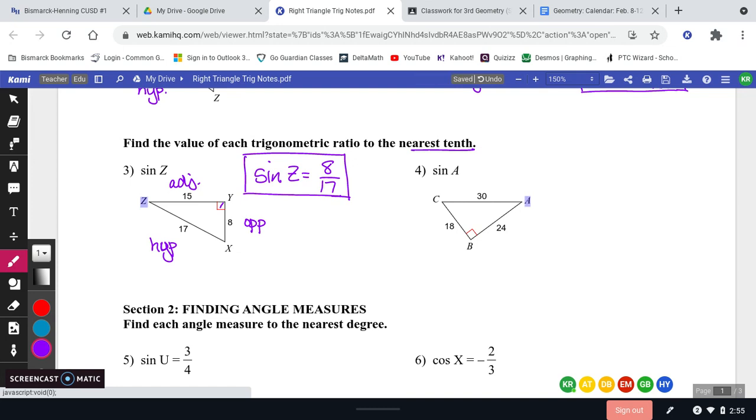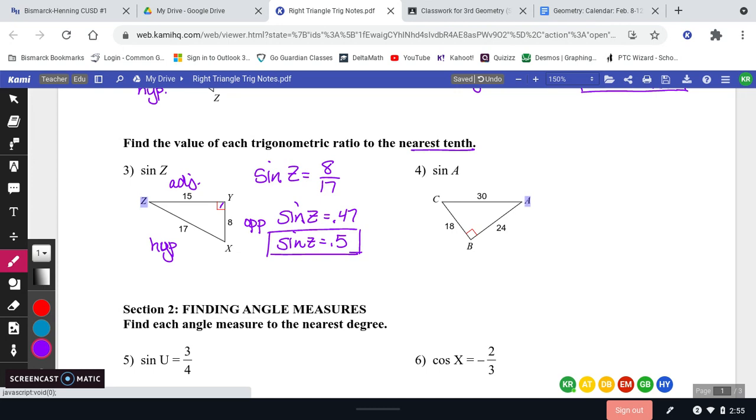Oops, I forgot. Nearest tenth was what we were looking for. So you can just divide that on your calculator. If I want to change that to a decimal, I'm just going to do 8 divided by 17, and that is 0.47. So sine of angle Z is approximately 0.47. If I round to the nearest tenth, it's going to be 0.5. Again, you're just setting up the ratio.